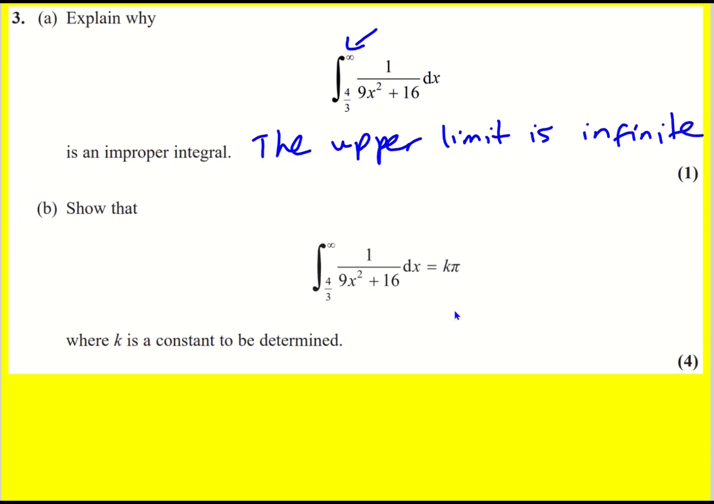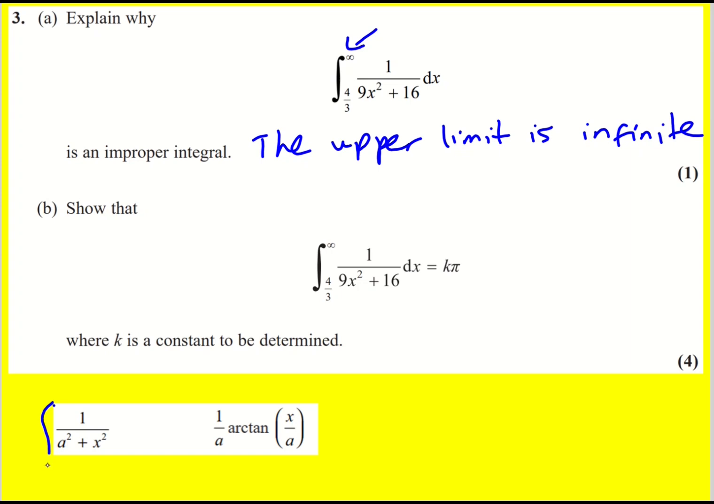Now we're asked to find the integral and show that it's equal to k pi, where k is a constant to be determined. You don't need to do any sort of substitution here. You need to recognize the kind of integral it is, and take a look in the formula book. And here it is.